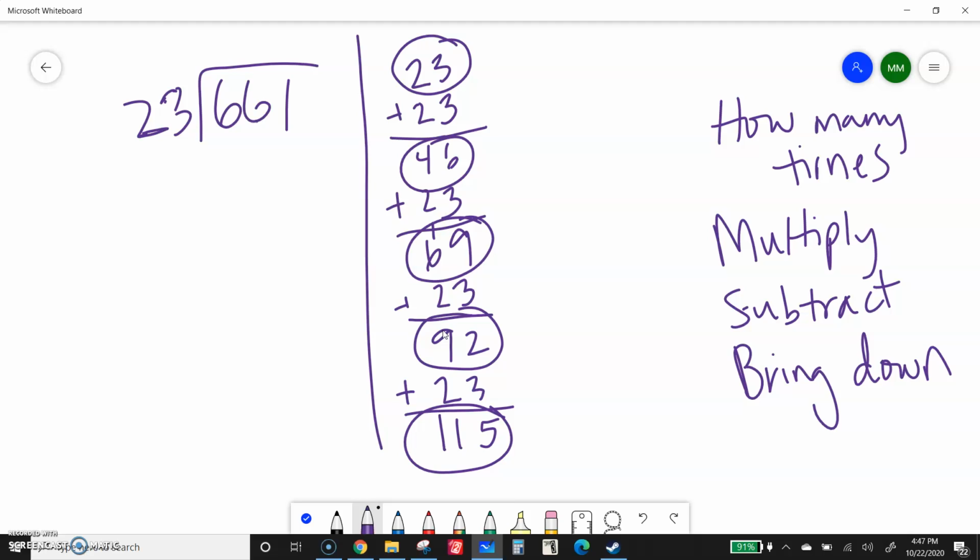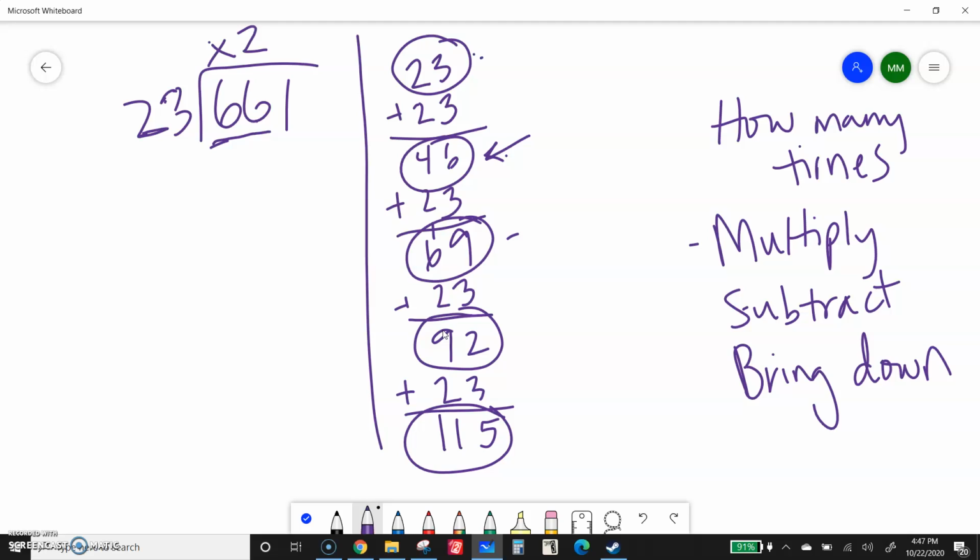So I'm asking myself, how many times does it go into 6? Well, 23 is bigger than 6 already, so that does not work. So I'll ask myself, how many times does it go into 66? Well, 23 is small, 43 is getting closer, 69 is too big, so I want to go back to 46. And that was just the second one, so it went in 2 times.